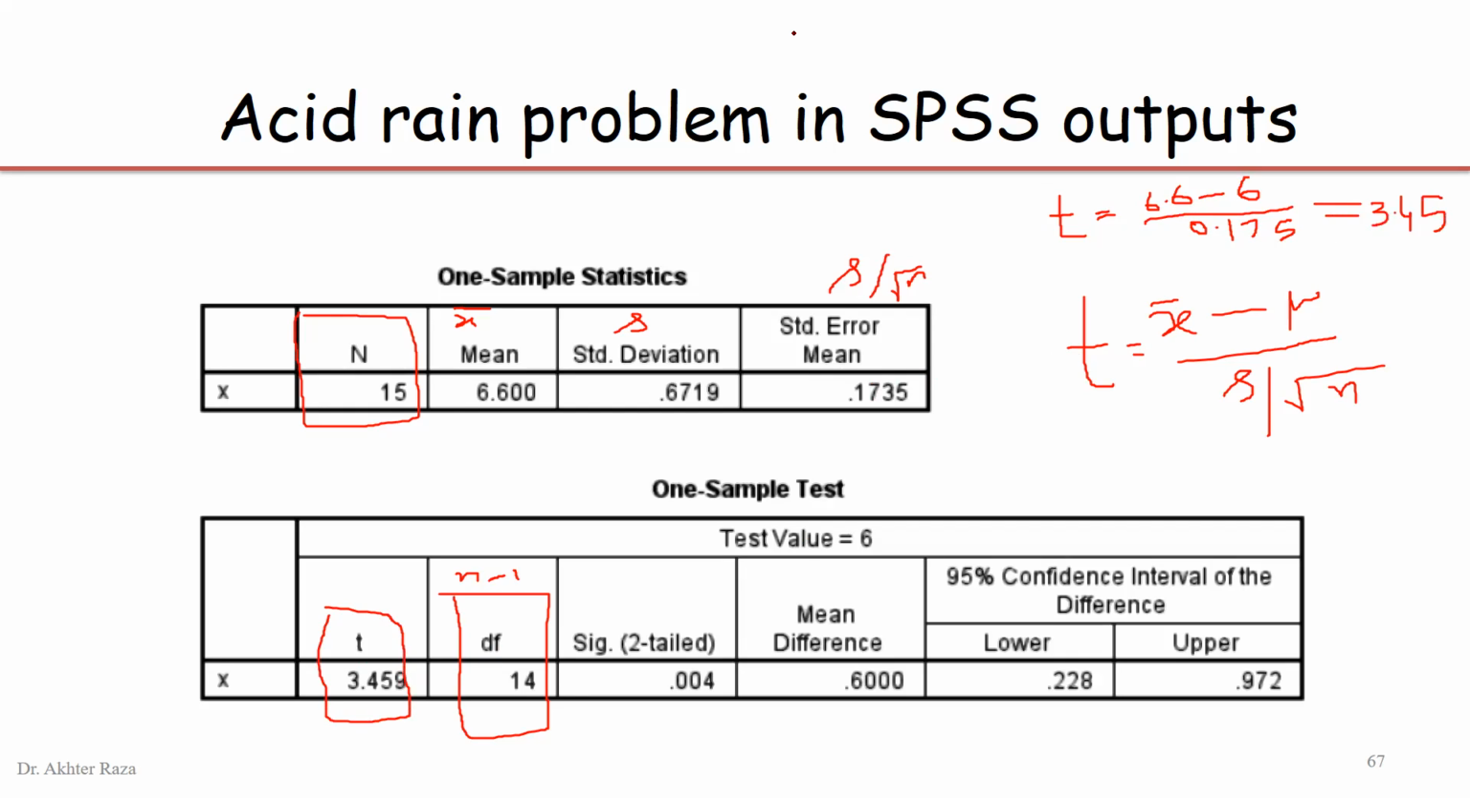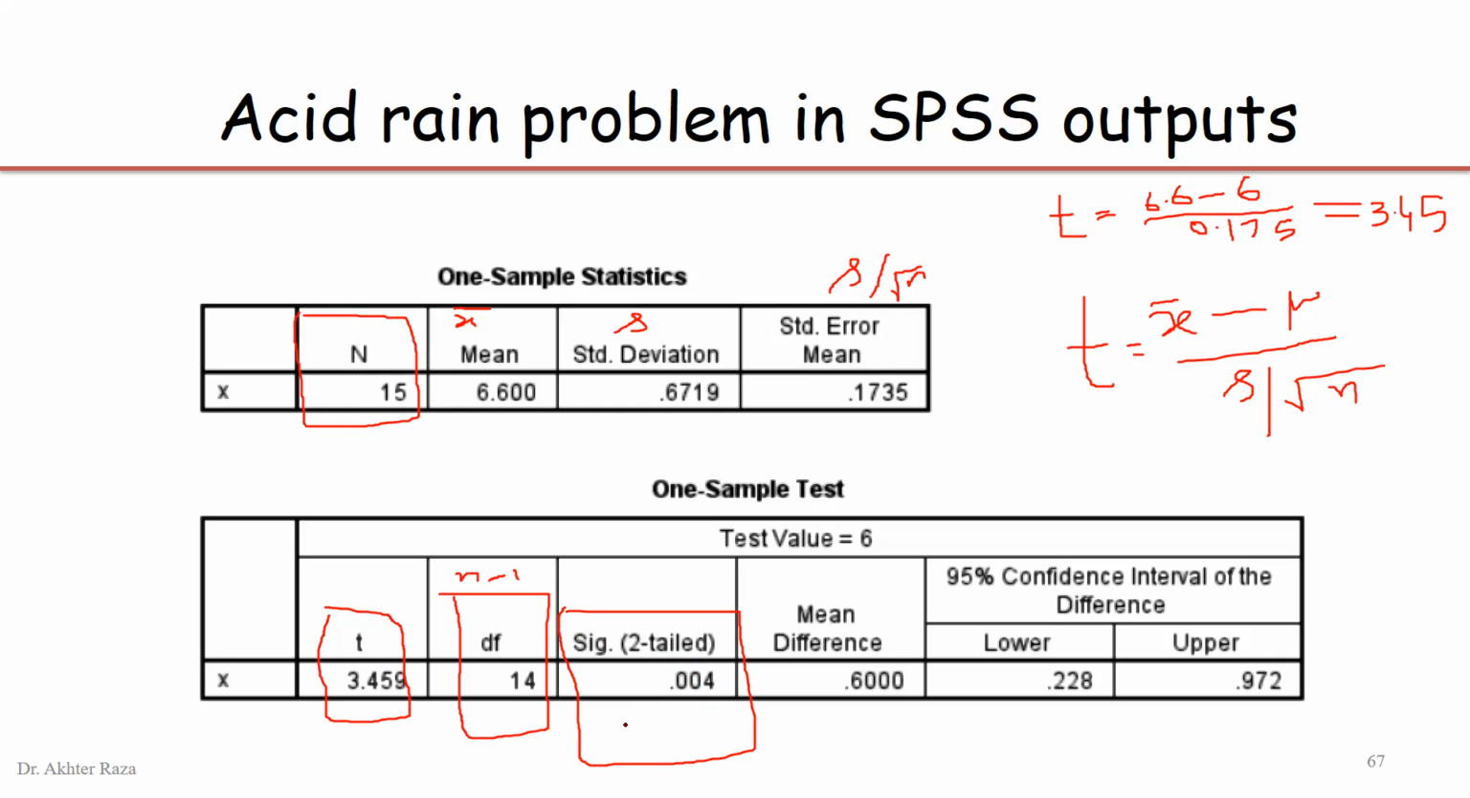Now the p-value. This is the two-sided p-value. How is the p-value obtained? Just look up this number in the t-table against the degrees of freedom, 14. You will get the one-sided statistic. That one-sided statistic will be doubled, and you will have the two-sided statistic.